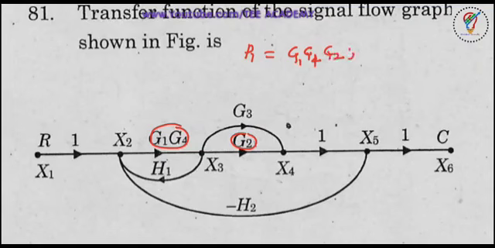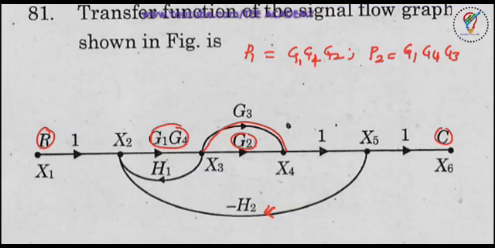Is there any other forward path here? Forward path means starting from R to C, only one line. And here there is another path. Okay, let me correct here, this is this direction. Now the next forward path is G1 G4 G3. So where is G1 G4 G3? G1 G4 will come like this, it will jump like this and it will go. Now the next forward path is P2 is equal to G1 G4 G3.